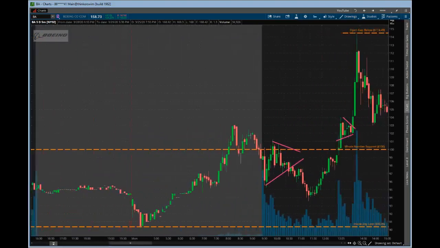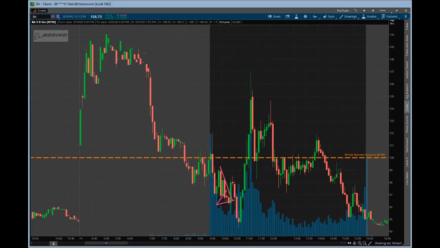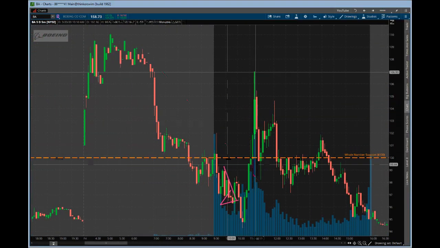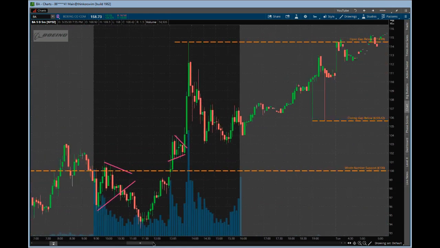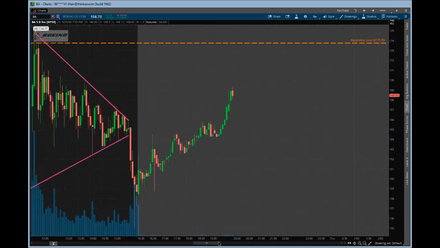And if we go back a little bit farther, we can see this breakdown right here too, seeing a nice move up on Boeing. So you can see it works both ways, and those trend lines can be very valuable for looking for setups intraday. And so, good stuff.